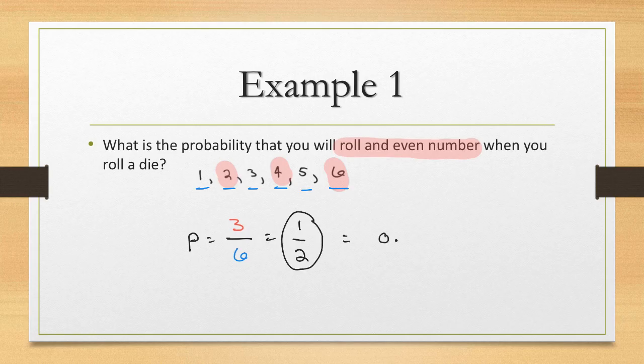Okay, you may also see this as a decimal. The decimal form would be 0.5. Okay, that's the same thing as 1/2. You could also see it written as a percentage, which would be 50%. All 3 of those are going to mean the same thing.